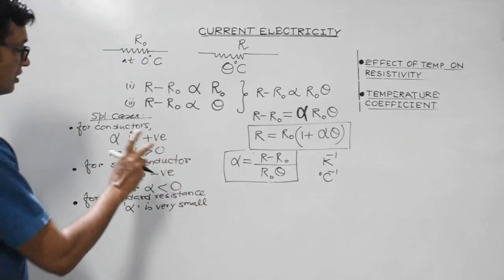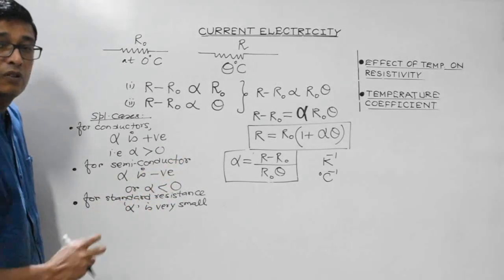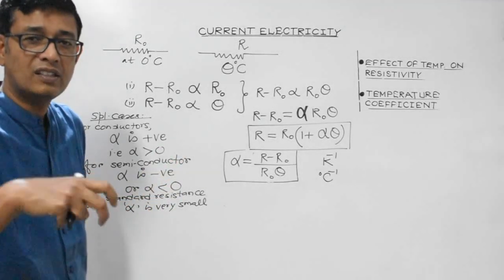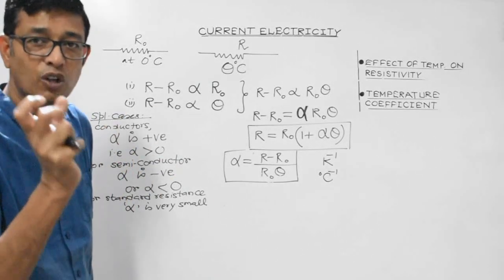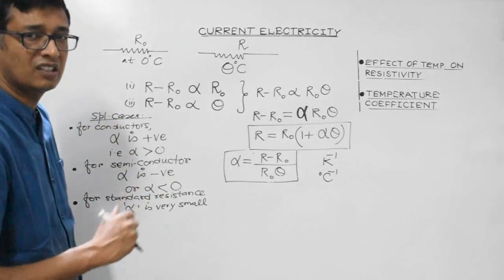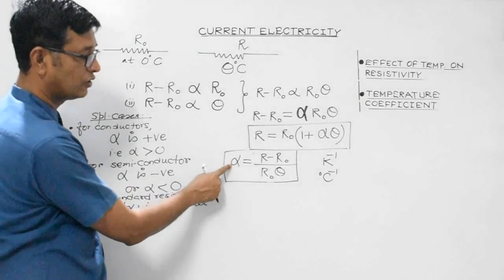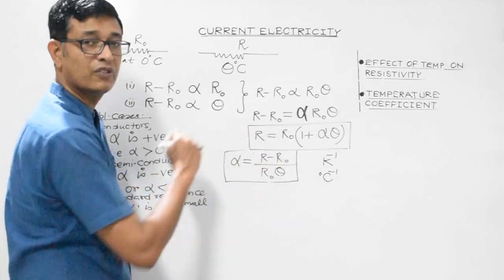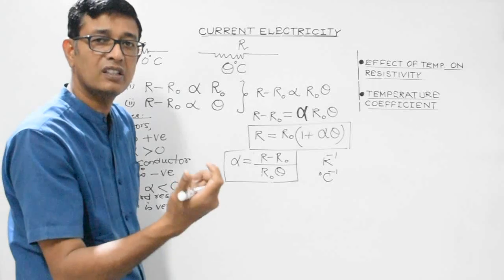Now we have discussed the value of alpha positive, the value of alpha to be negative. Now we need to interpret what it suggests when the value of alpha is small. Not positive, not negative, it is small in magnitude. So what does it suggest if the value of alpha is very small? If the value of alpha is very small, it means that R minus R naught is very small. So the change in resistance with the change in the temperature is negligible.